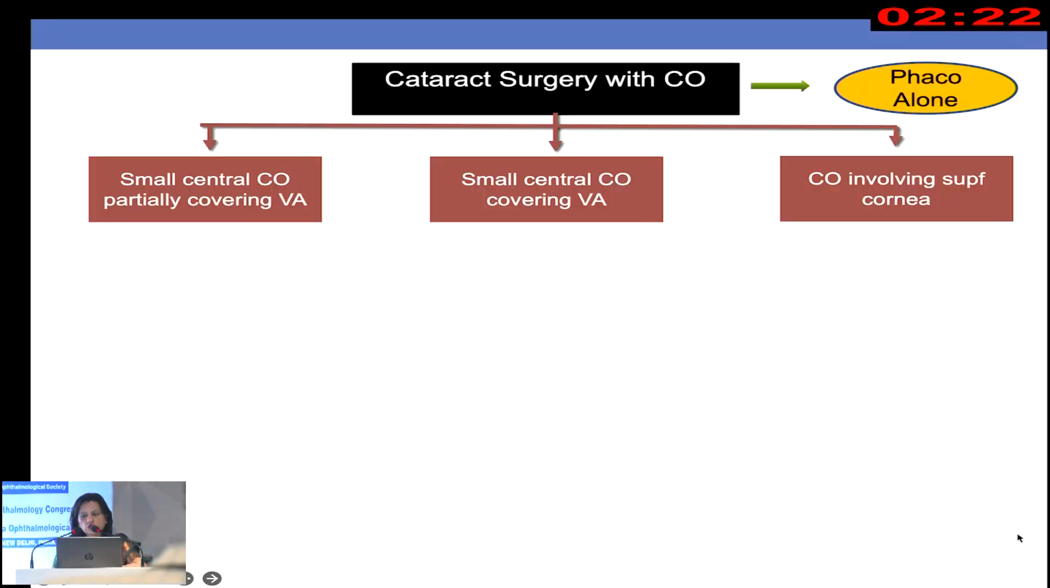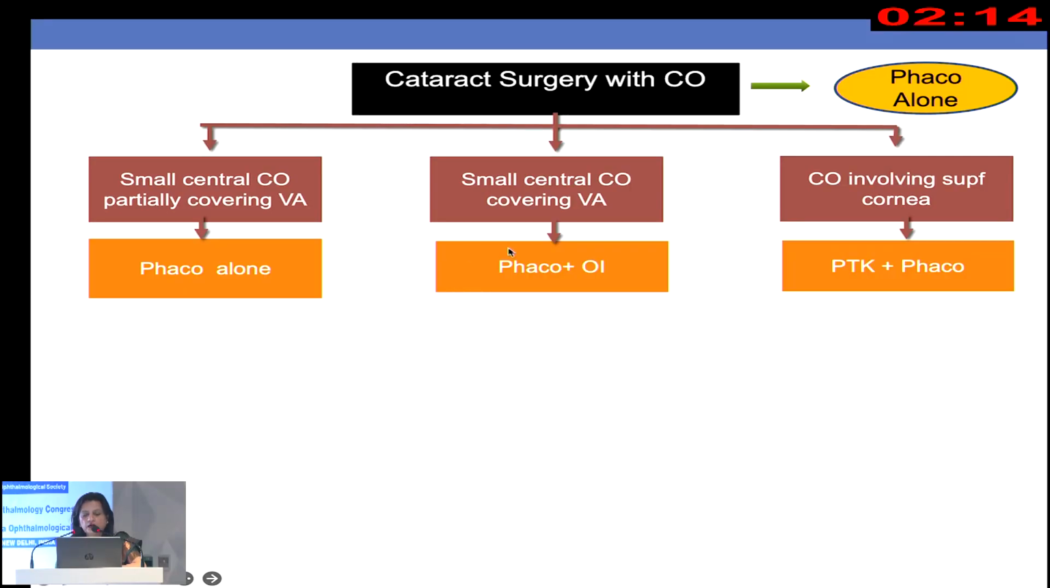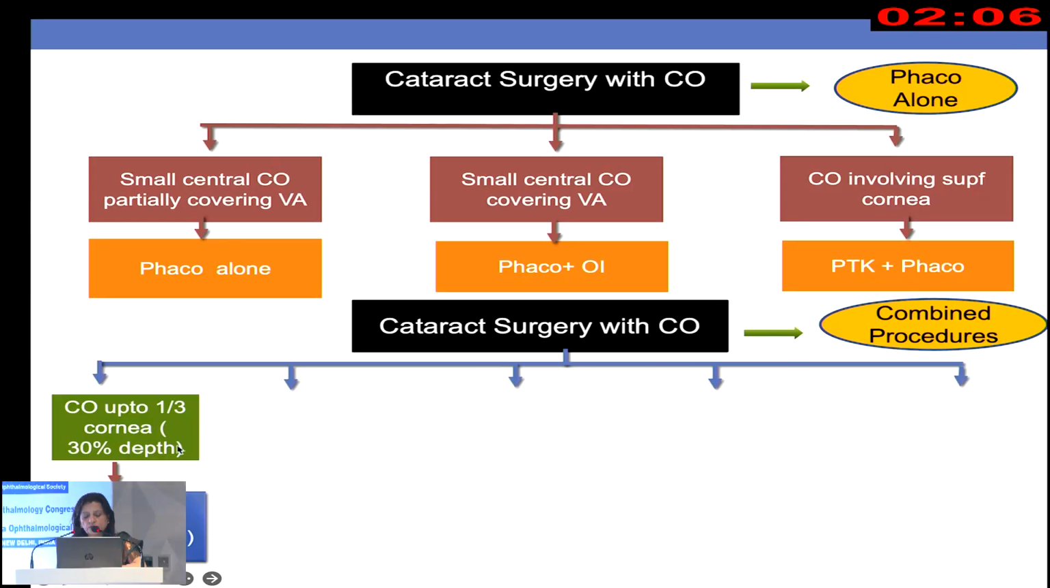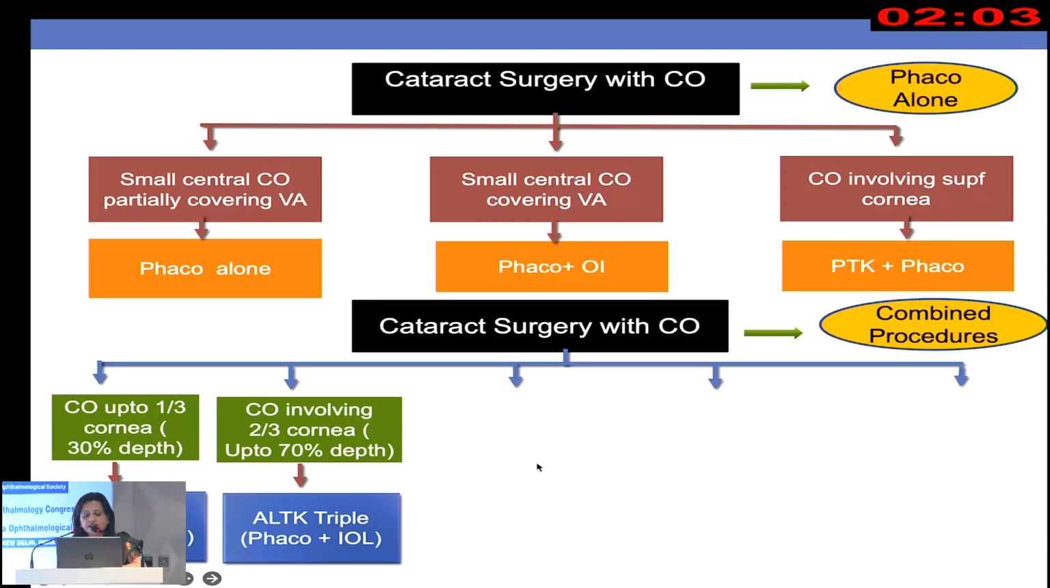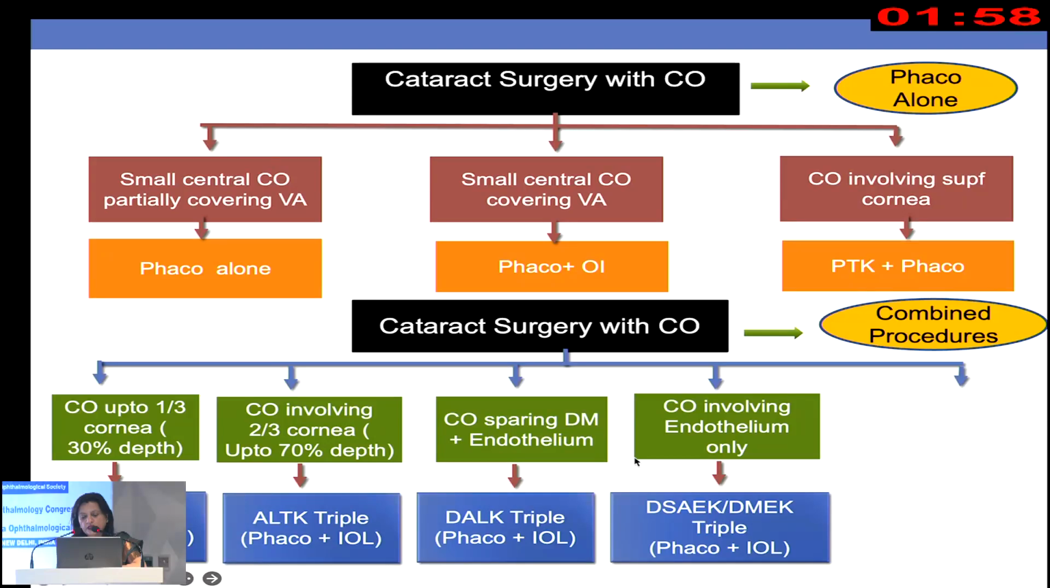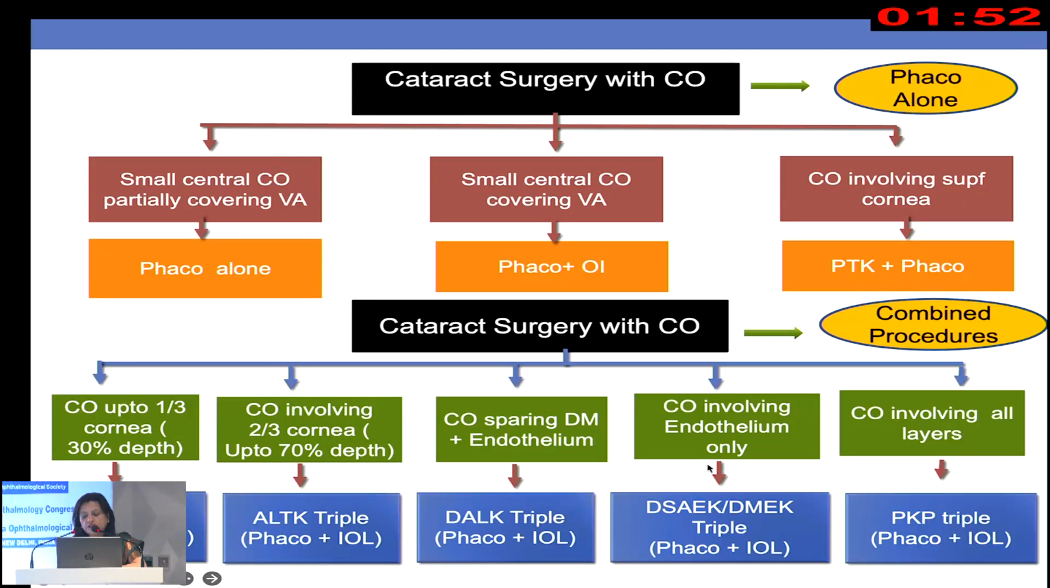If there's a cataract surgery with corneal opacity, you can do phaco alone, provided the corneal opacity is small and only partially involving the visual axis. You may even attempt to do an optical iridectomy or even PTK, but sometimes you have to do combined procedures if the opacity is deeper. Depending upon what level it is, you can do superficial anterior lamellar keratoplasty, deep anterior lamellar keratoplasty, a DSEC or a DMEC triple, depending upon if only the endothelium is involved, or a DALK triple if only the anterior layers are involved, or if all the layers are involved, then you have to do a PKP triple.